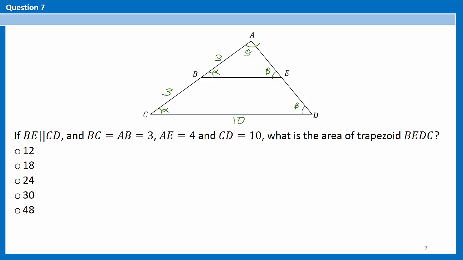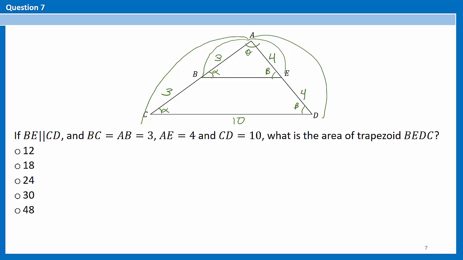Alpha, beta, and theta. Okay, so since this side is half of this side, then the proportion is 1 to 2. The same goes here. Sorry, AE is 4. This must be 4 also, right? Because it's from 1 to 2.